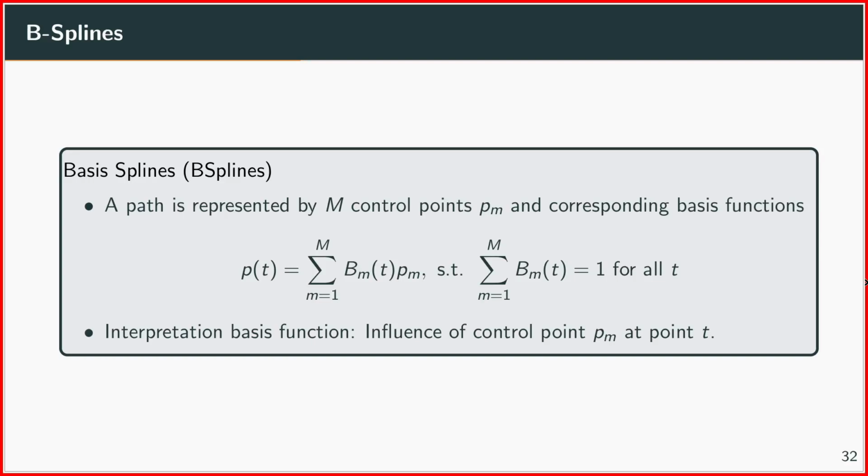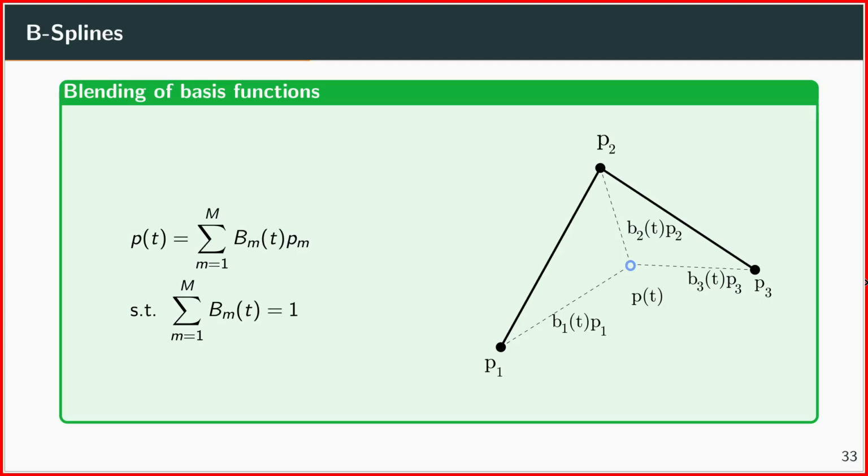And so for each point on the path, you actually sum up the influence of each basis function times the control point. And so the interpretation of a basis function is basically that it gives you the influence of a control point, Pm, at a certain point t. So this is the idea. And so, yeah, graphically you can see this here. So for example, if you have 3 points here, P1, P2, P3, those are control points.